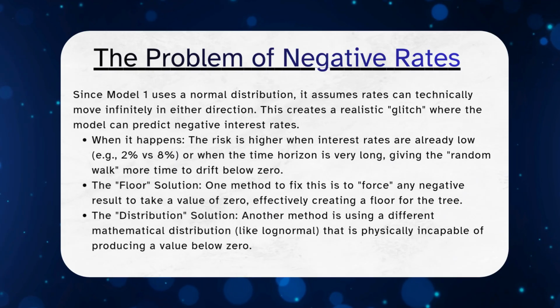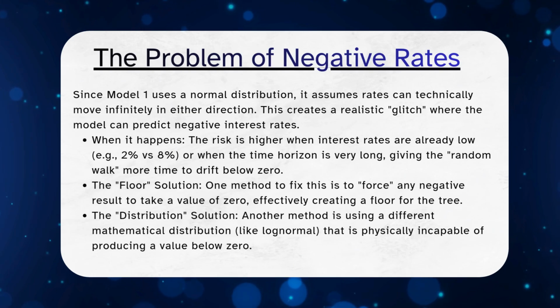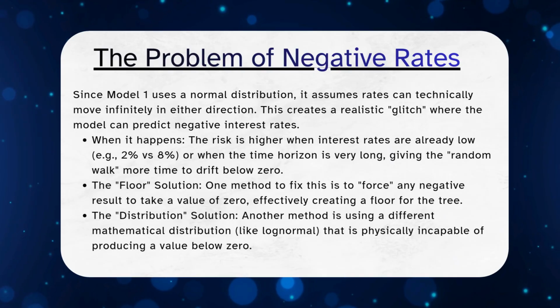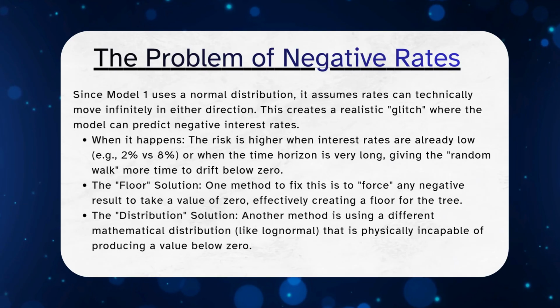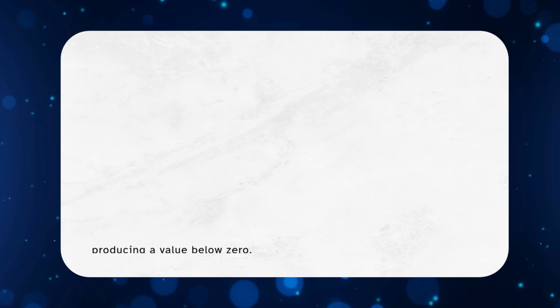One significant drawback of using a normal distribution is the mathematical possibility of negative interest rates. While lending $100 and receiving less than 100 back doesn't make much economic sense, the model's math allows it. This problem gets worse over long time horizons or in low-rate environments. To fix this, analysts either force negative rates to stay at 0, effectively creating a floor, or they switch to different distributions, like log normal, which are physically incapable of dropping below 0.